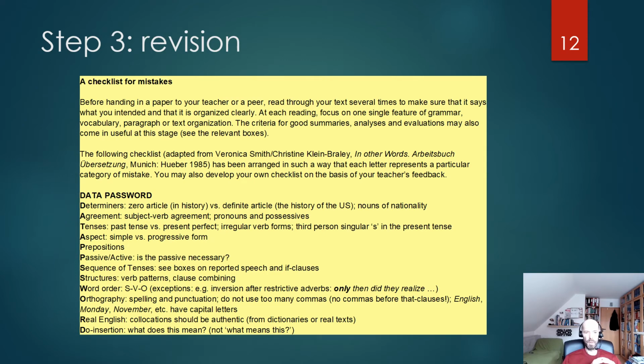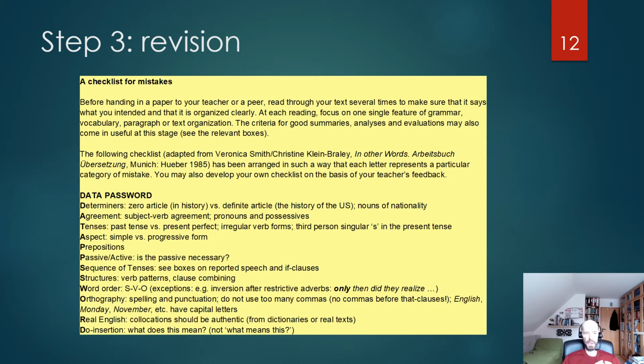Structures, so verb patterns and clause combining. These are things we'll learn more about tomorrow. Word order: subject, verb, object. But sometimes there are also exceptions, so inversion after restrictive adverbs, for instance, starting a sentence with only, and this means you have to turn around the usual word order. Only then did they realize.